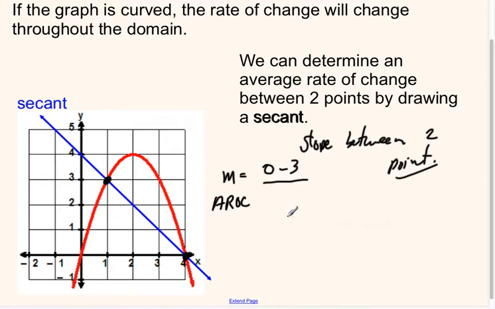Divided by x2 minus x1, the change in x. So our x value here is 4, and our x value here is 1. So our average rate of change between these 2 points on this curve is -3 over 3, which is -1. The slope of that line is -1, and its average rate of change is -1.